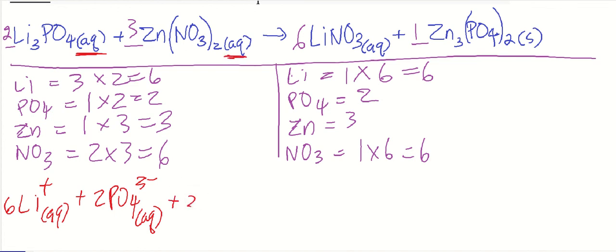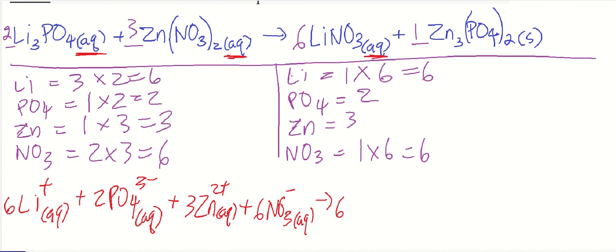So there's 3 zincs. Zinc has a 2 positive charge, AQ. And then we have 6 nitrates, NO3, 1 negative charge, AQ. All right, arrow. This is also aqueous. I'm going to break that apart. There's 6 lithiums.